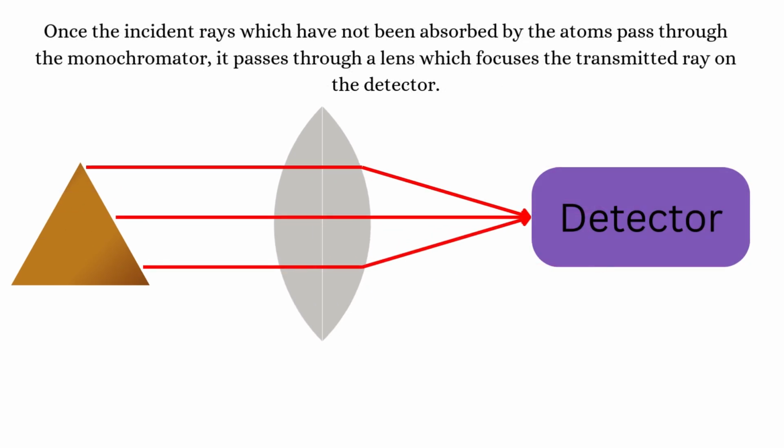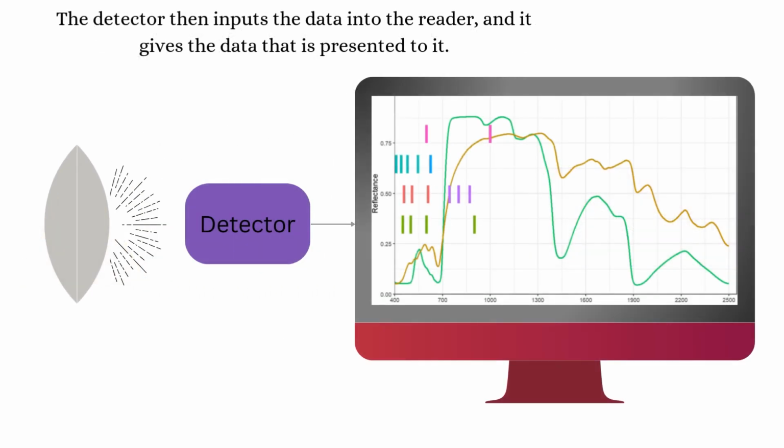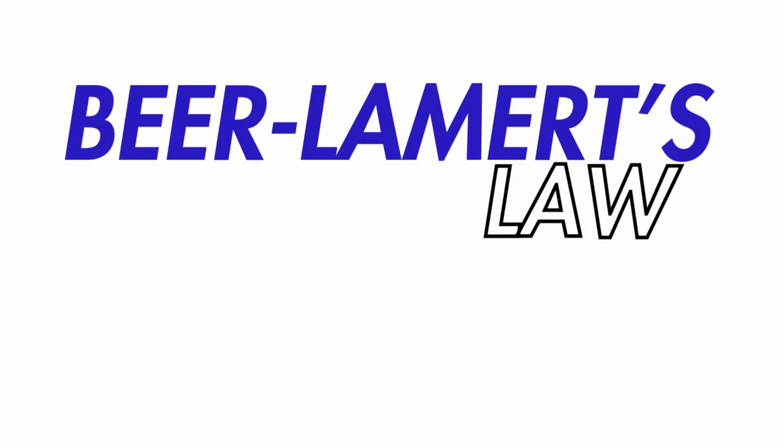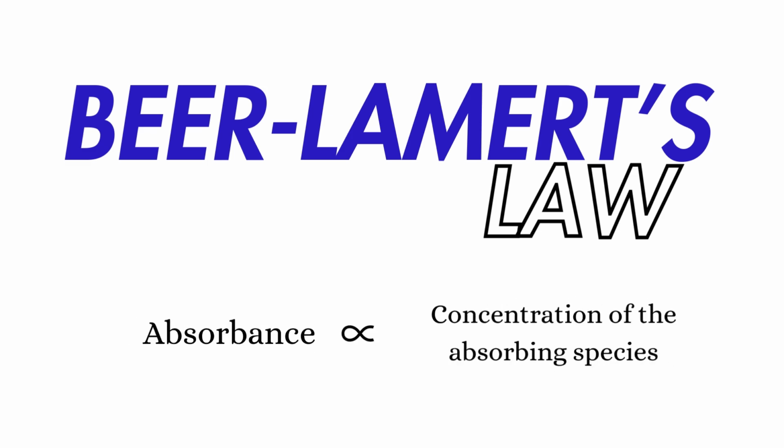Once the incident rays which have not been absorbed by the atoms pass through the monochromator, it passes through a lens which focuses the transmitted ray on the detector. The detector then inputs the data into the reader, and it gives the data that is presented to it. This method is based on the Beer-Lambert's law, which states that the absorbance in a spectrometric analysis is directly proportional to the concentration of the species being observed.